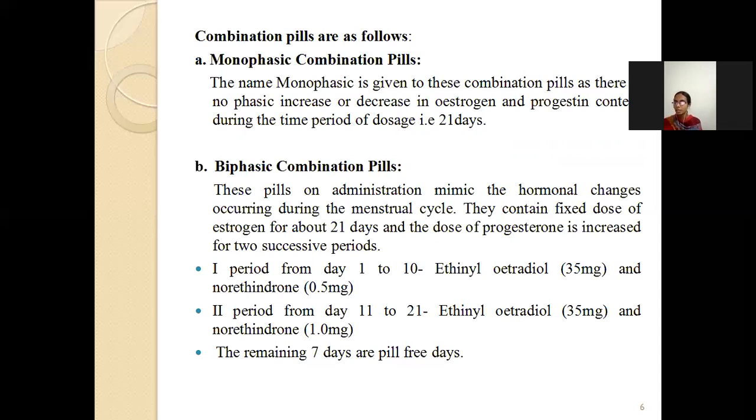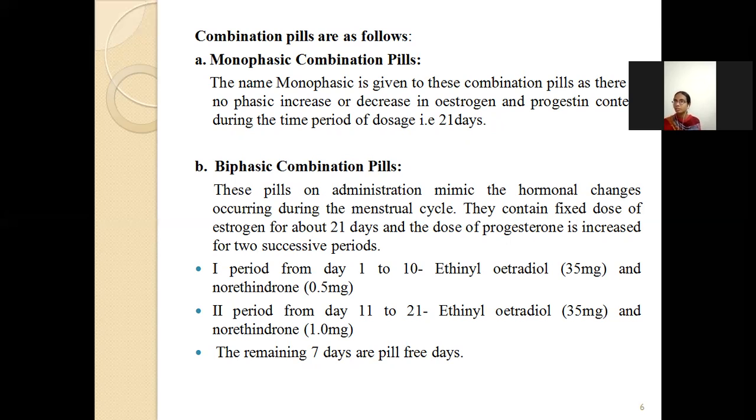So here both progesterone and estrogen are present, but both are taken in the same quantity. It may be in the increased form or the decreased form. If it is increased, both the quantities are increased. If it is decreased, both the quantities are decreased. So here both are taken in the same quantity for 21 days.